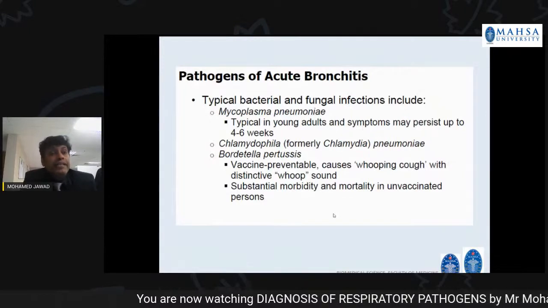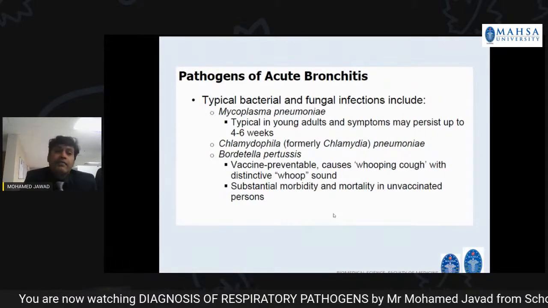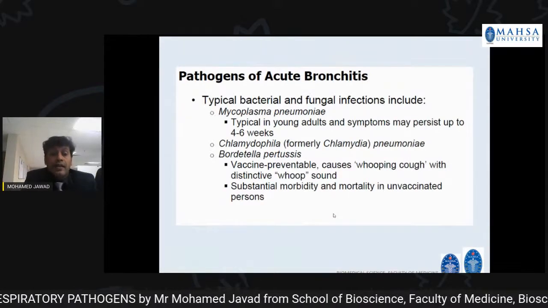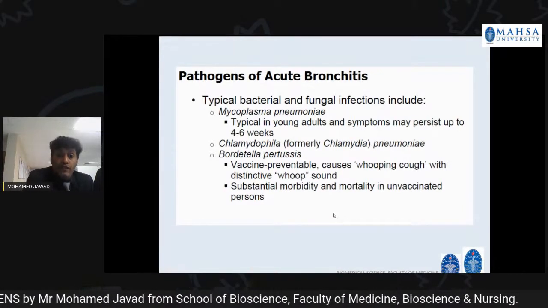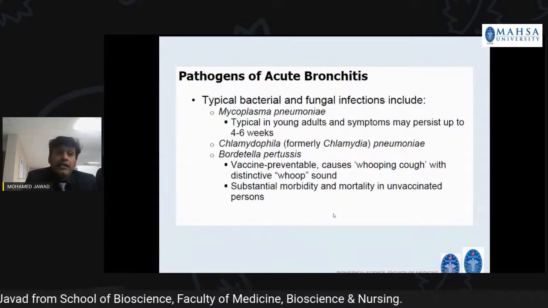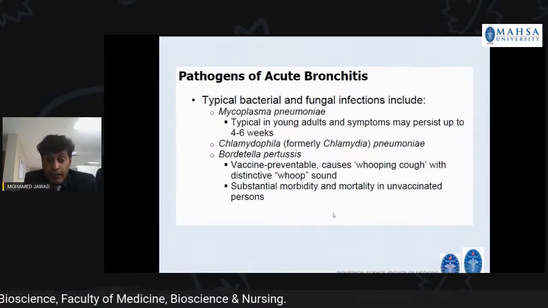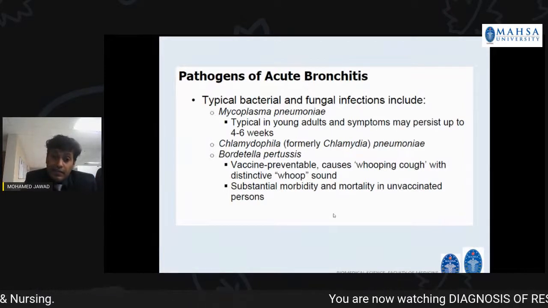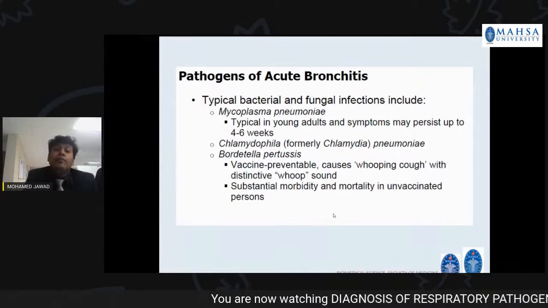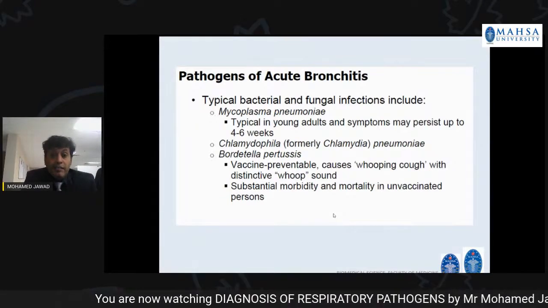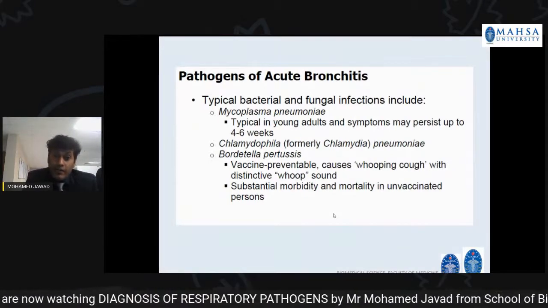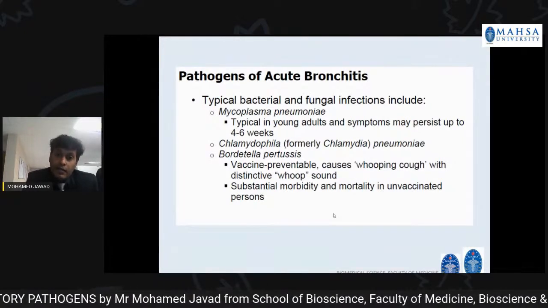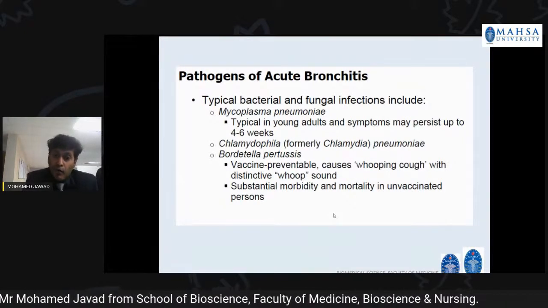It mainly affects young adults. The symptoms last around months. Others are Chlamydia, and another very important one is Bordetella pertussis, which causes whooping cough. There is a vaccine available for this, and it causes substantial morbidity and mortality in unvaccinated patients. Everyone, there is a vaccine available for Bordetella pertussis.